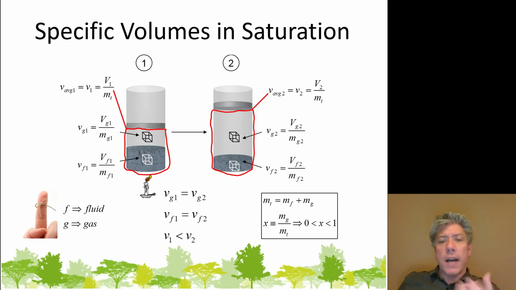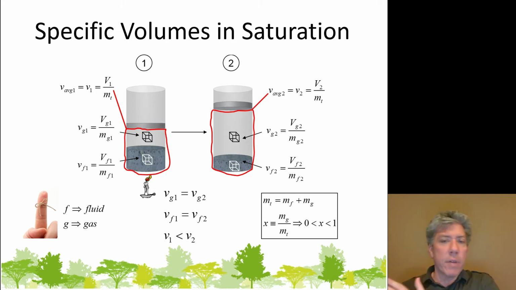Now let's define a new variable. We will call it quality, and we will give it the symbol X. Quality is nothing more than the mass of gas we happen to have over the total mass in the system. That's all it is. So it is a number that will vary between 0 and 1 when we're in the saturated vapor liquid region. In other words, when we have two phases present, the quality will be somewhere between 0 and 1. 0 simply means we have saturated liquid, there's no vapor yet, because the mass of the gas is 0, so it's 0 over the total mass, which is just 0.